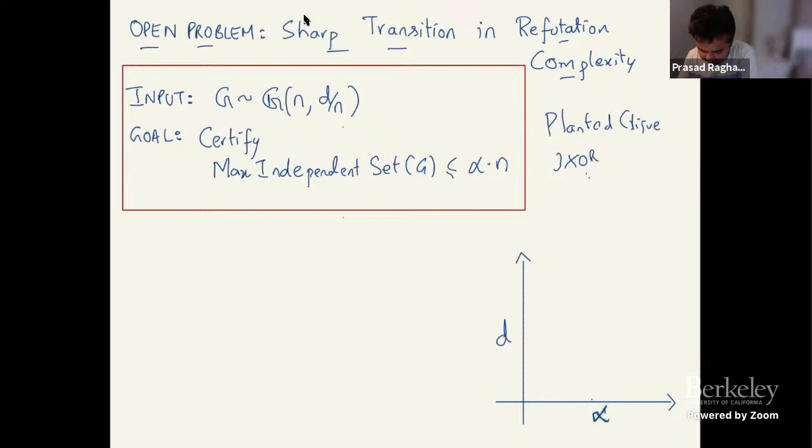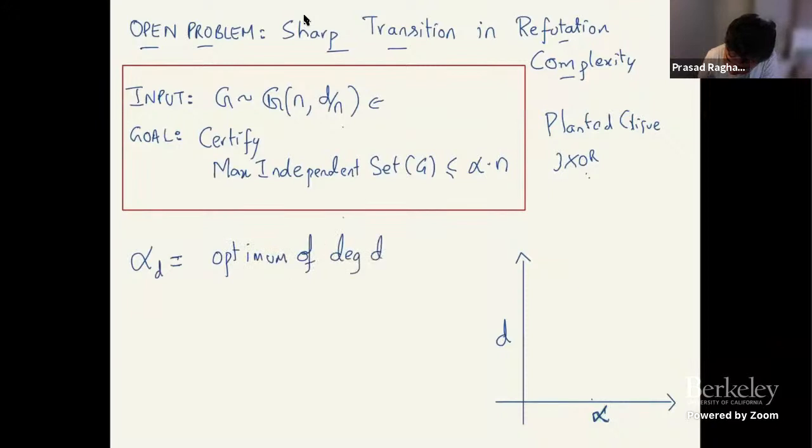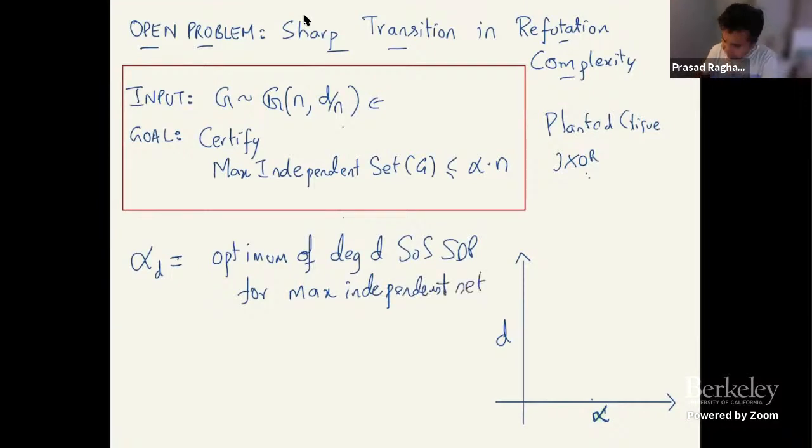Here the setup is you're given a graph, which is an Erdős-Rényi graph with average degree D, and you want to certify the size of the maximal independent set of this graph. Of course, you can use degree D sum of squares to certify. If you define alpha D to be the optimum of the degree D SOS SDP for max independent set, this is basically the best bound that the degree D sum of squares SDP can certify. I guess I didn't mention that.